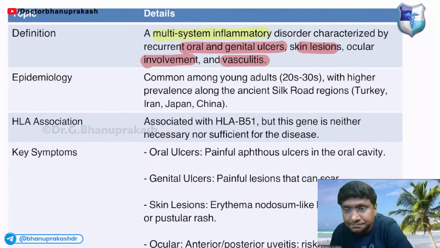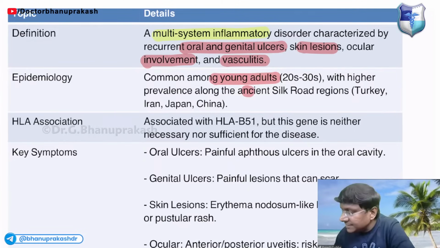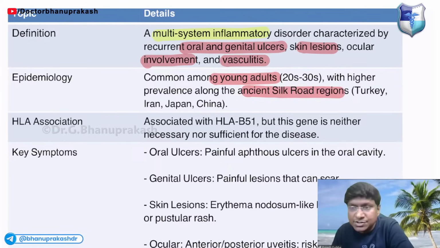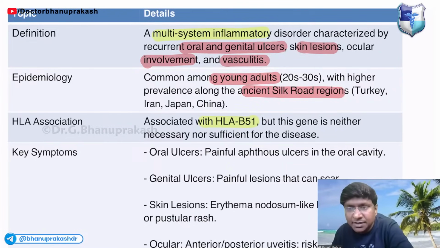Then, what is the age group at which you see Behcet's commonly? Young adults. And in which countries is this very common? It is common in the ancient Silk Road regions. That is Turkey. Turkey is most common. What is the HLA association? B51 is the HLA association, right?